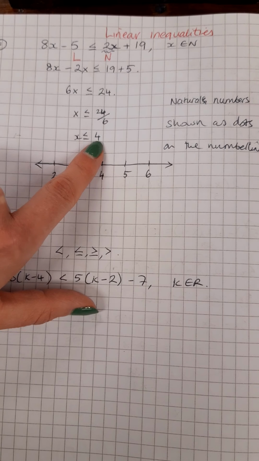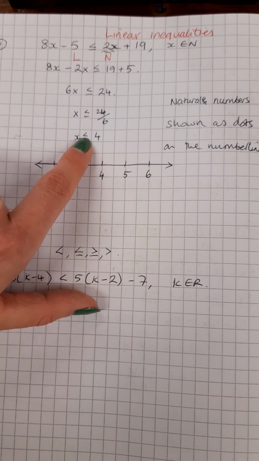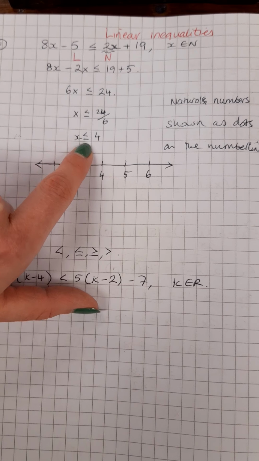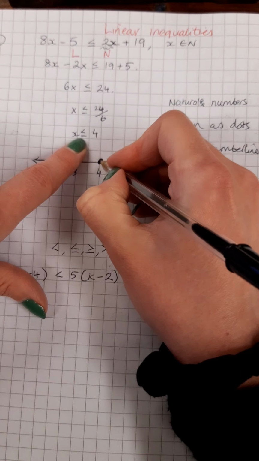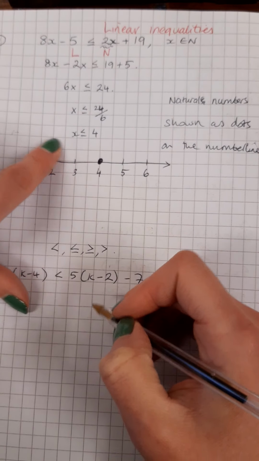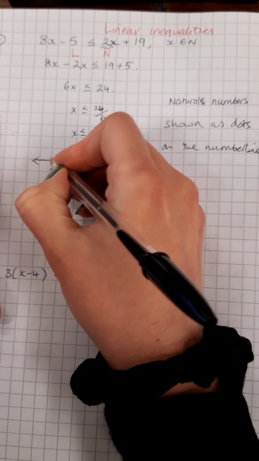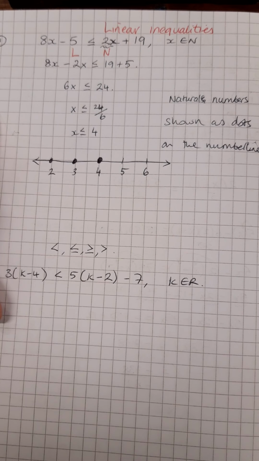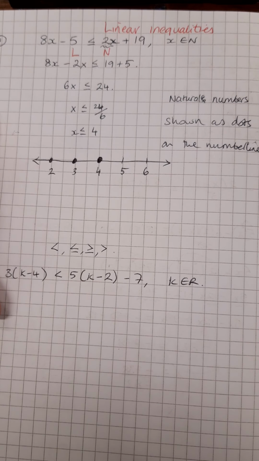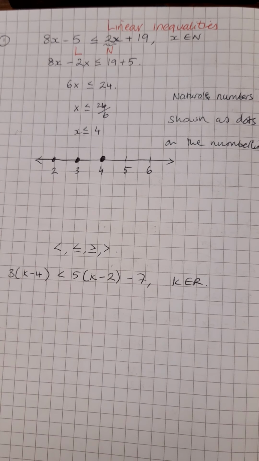So 4, that's where I'm starting. X has to be less than or equal to 4. Because it's equal to 4, we include 4. Less than 4 would be like 3, 2. If 1 was on my number line, I'd include 1 as well. But you wouldn't include 0 because 0 isn't a natural number. So the numbers that are less than or equal to 4 would be the numbers 1, 2, 3, 4. And that's that question fully finished.